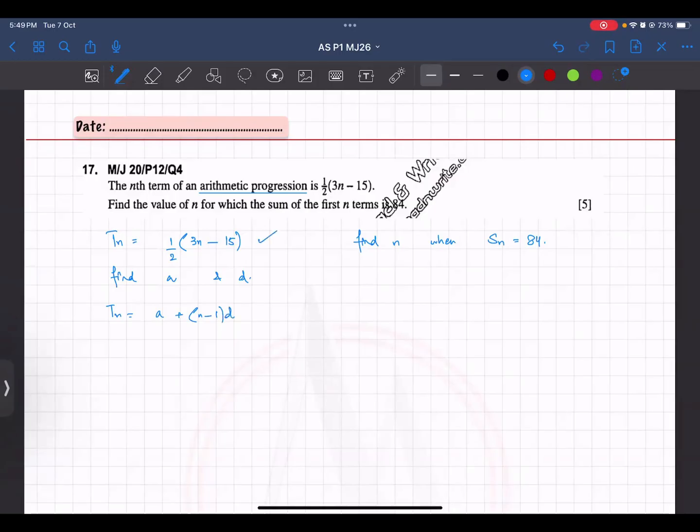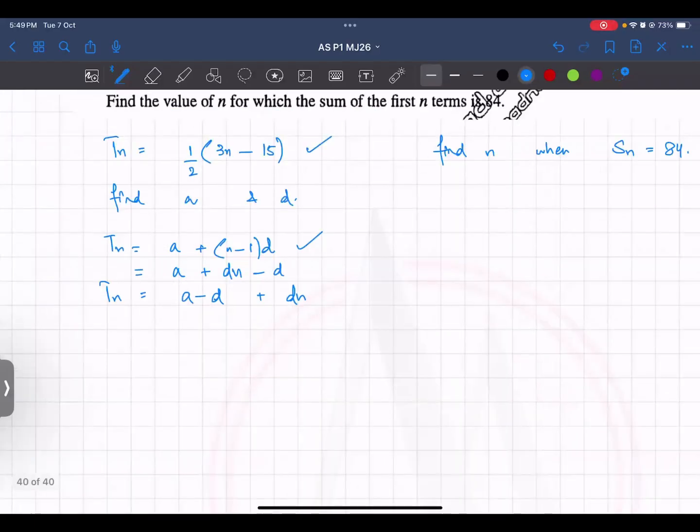So we can compare the equation that they have given you for the nth term and the equation that you have. If you expand your equation, you will have a plus dn minus d. So the Tn formula for you would become a minus d plus dn, right? And this would now be compared with the equation that they've given you after expansion. So this would become 3 upon 2n, which would be 1.5n minus 7.5, right? 15 upon 2 is 7.5. So you find the value of d and the value of a by comparison.